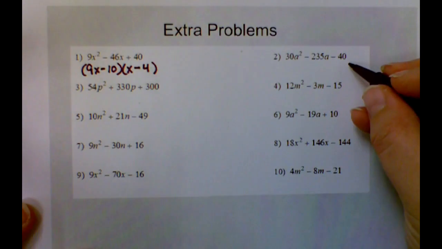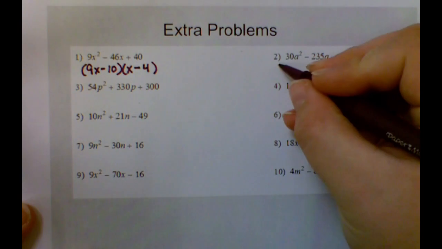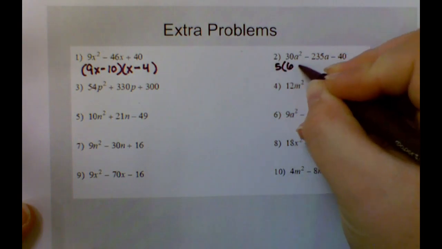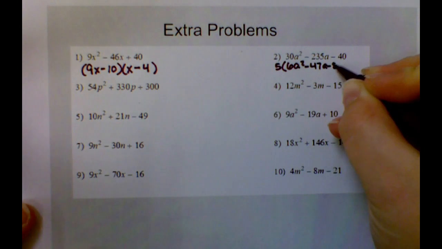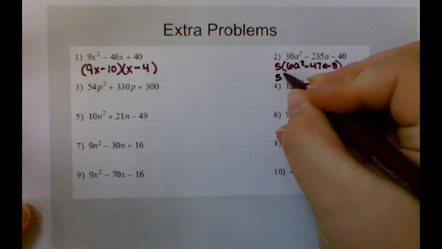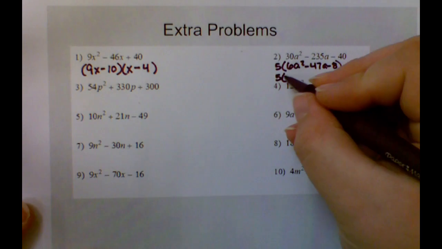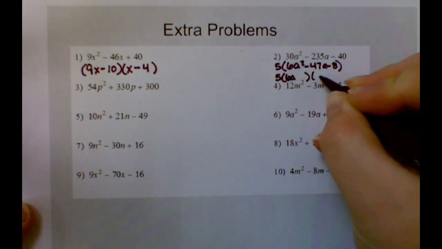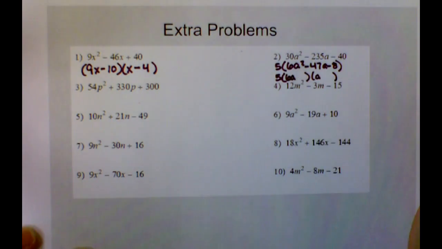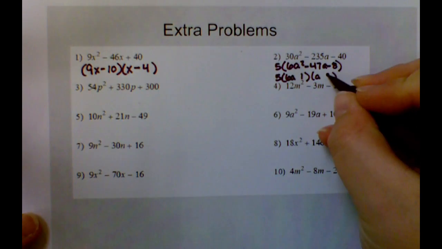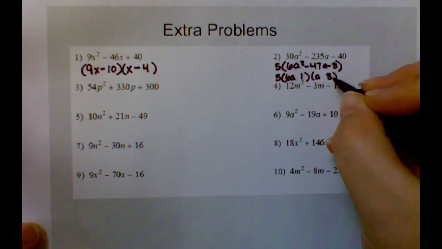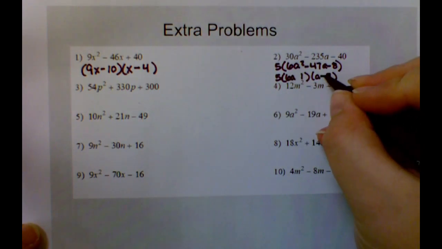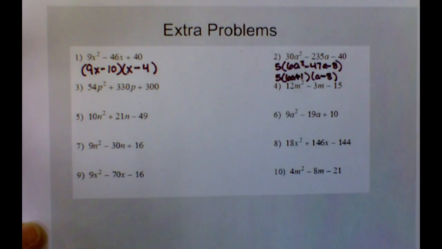For the second one, we have a GCF first. We're going to take out a 5, which leaves us 6a squared minus 47a minus 8. To break apart 6a squared, we're going to go with 6a and a here. To break apart 8, we can do 8 and 1 or 4 and 2. We're going to go with 1 and 8 because 6 times 8 makes 48. And 48 and 1 can give me 47. I want a negative 48, a positive 1.